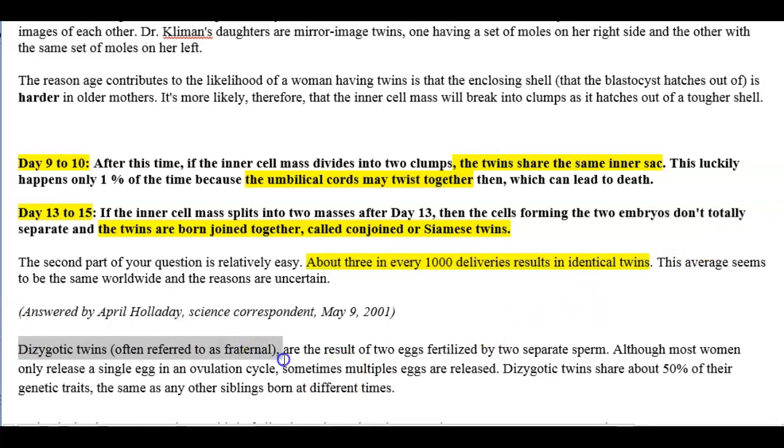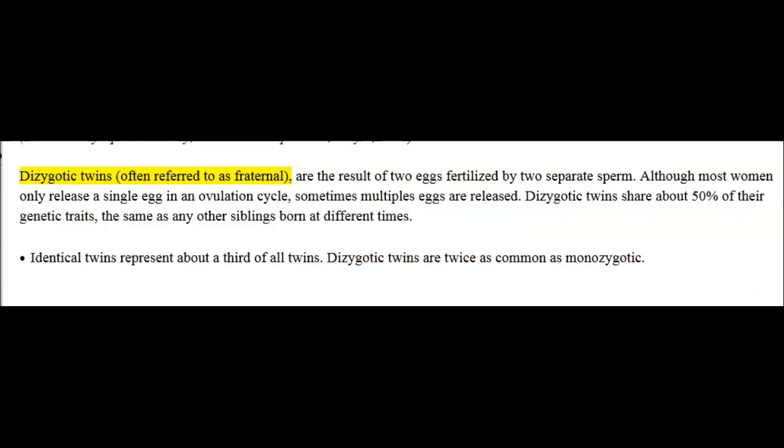Dizygotic twins are fraternal twins. They're just 2 eggs fertilized by 2 separate sperm. 1/3 of all twins are identical. So fraternal twins, dizygotic twins, are twice as common as monozygotic.